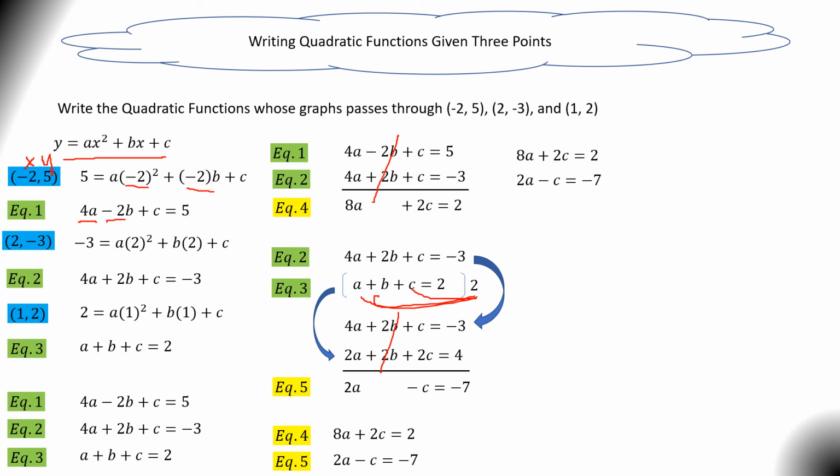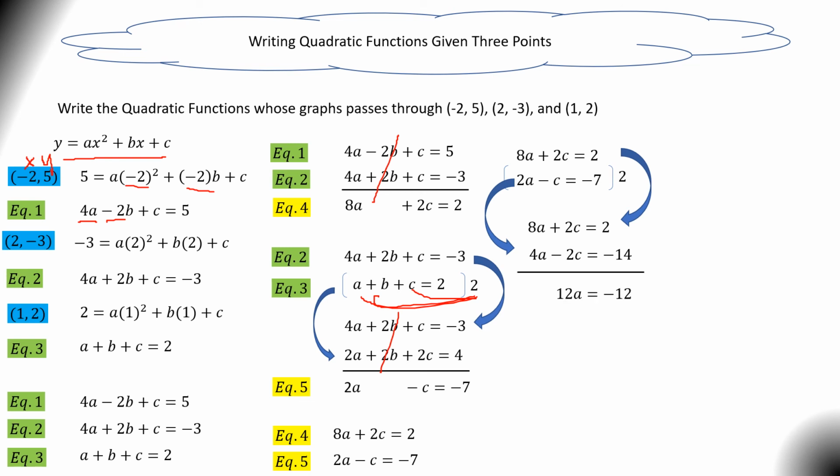Then, para po makuha natin ang value ng c, i-multiply po natin yung 2a minus c ng 2 para maging same sila ng numerical coefficient. Then, 8a plus 2c is equal to 2. 4a minus 2c is equal to negative 14. Then, cancel po natin ang 2c at negative 2c. So, 8a plus 4a is 12a. Then, 2c plus negative 2c is 0 equals 2 plus negative 14 is negative 12.